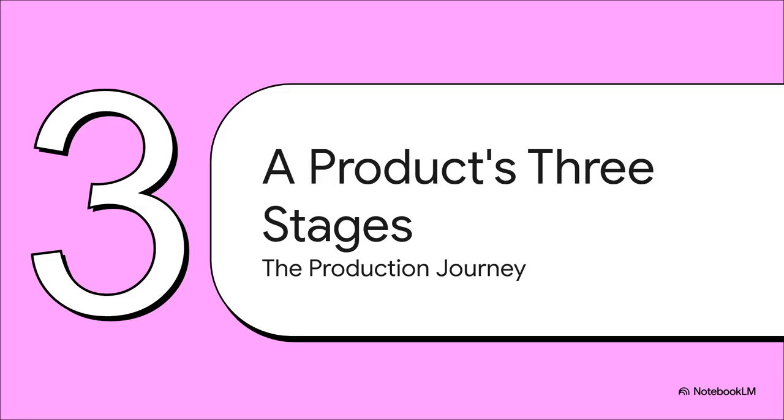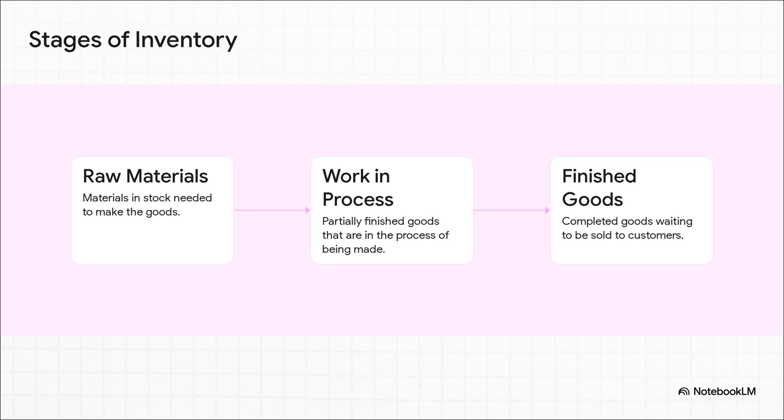Okay, so we've got our two buckets of costs, direct and indirect. Now let's see where they come into play by following our comfy chair on its journey, all the way from a pile of wood to a finished product that's ready for someone's living room. You see, every product inside a factory exists in one of three stages. First, you've got your raw materials. That's just the basic stuff, the ingredients, sitting in the storeroom waiting. Then, once someone starts working on it, it becomes work in progress. It's not just wood anymore, but it's not quite a chair yet either. And finally, you get the finished goods, the completed chair, all done, ready to be sold.